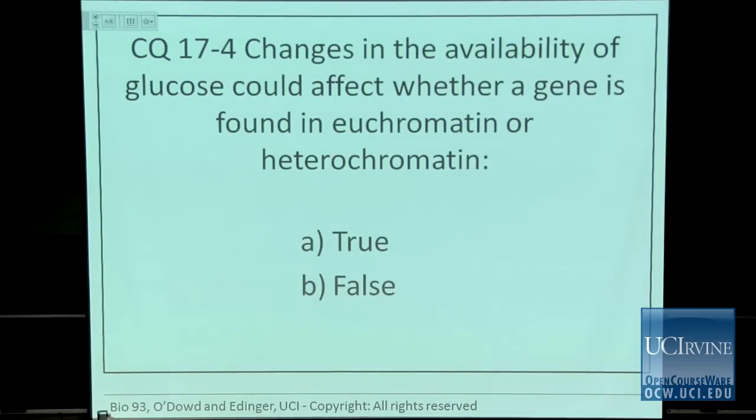Environmental changes in how the cell is working affect chromatin state. It's a key level of regulation. So I said glucose, but this could have been pH, it could have been temperature, it could have been a virus, it could have been a hormone. Anything that changes gene expression could easily change the state of the chromatin. Are there any questions about this?